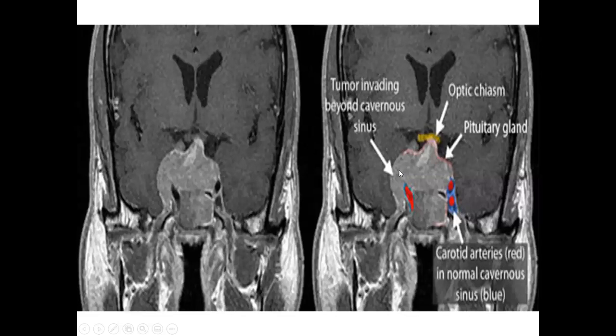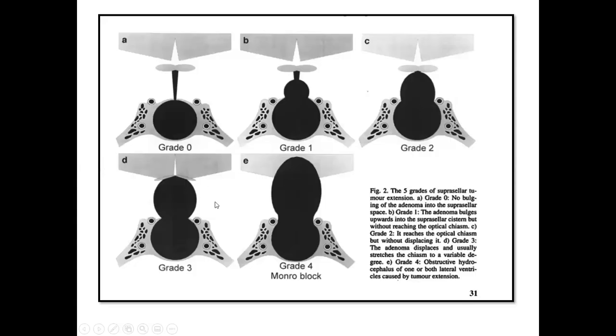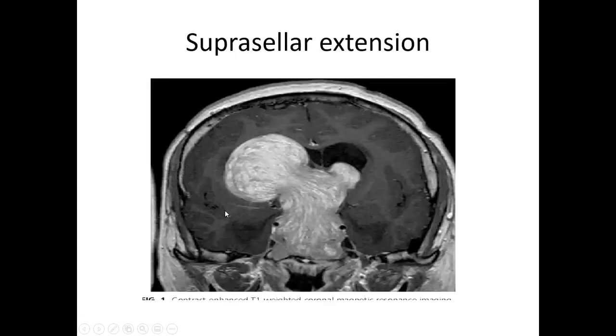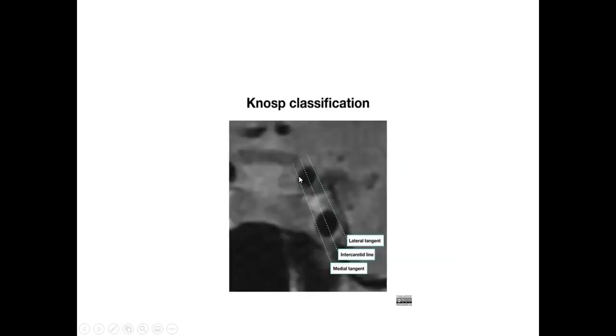If you see, this is the cavernous sinus here, involvement on both sides, and there is a suprasellar extension. It is compressing the optic chiasm. So if you see, it is grade 3 and going to be grade 4 suprasellar extension. This is an extensive suprasellar extension, a type of bigger growth. This is blocking the third ventricle.